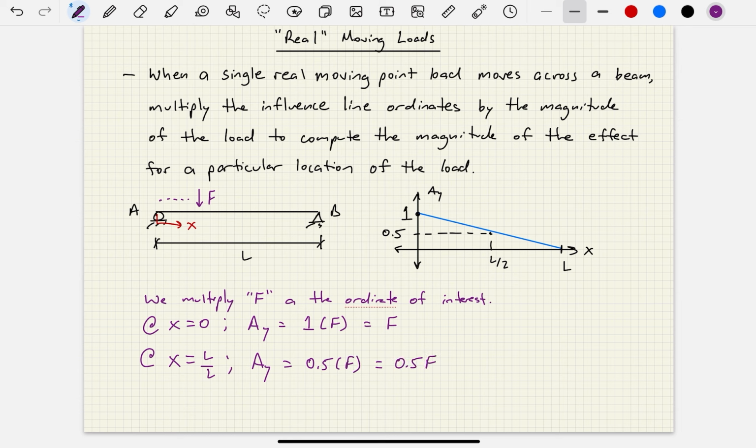So it's pretty simple, and again, I made this illustration based on the influence line for AY, which is a pretty simple situation, okay? So basically this just says, hey, if you got a real moving load with magnitude F, multiply it by the Y value from the influence line, and that'll get you what AY is when F is at a particular location. So what's AY when X equals L? When X is all the way out here, AY is just 0. Makes sense, okay? And we've seen this concept before, especially when we talked about trusses, okay?